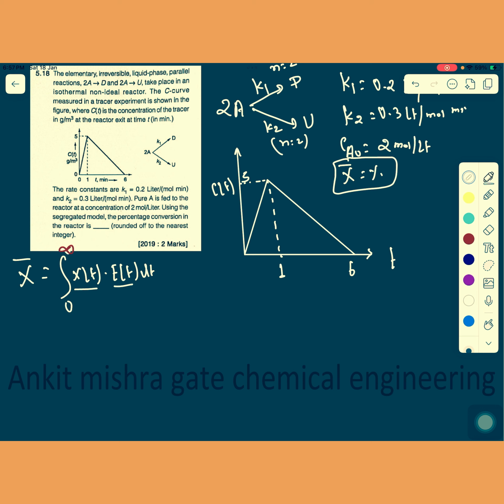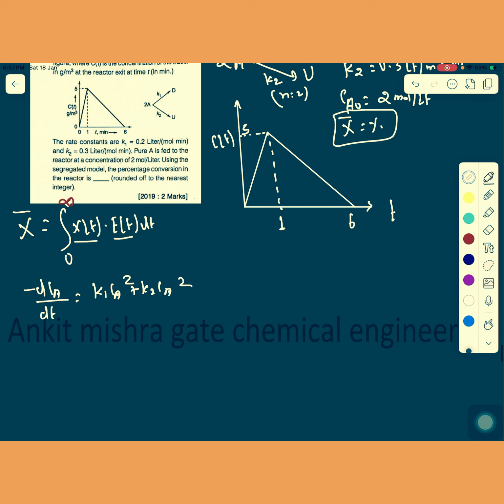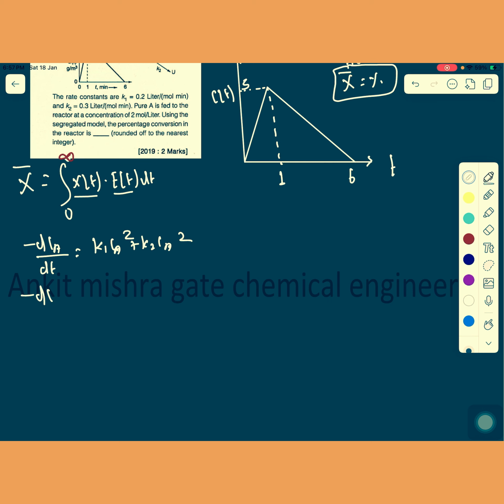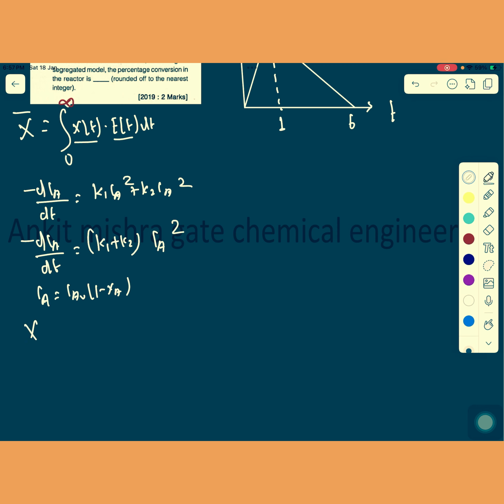Since this reaction is a second order reaction, can I write minus dCA by dt equals k1 CA square plus k2 CA square. Since this is a parallel reaction, I'm not going to solve all of these things, but you have to understand. So minus dCA by dt can be written as (k1 plus k2) CA square. Now you can substitute CA equals CA naught into (1 minus XA), and directly you can get the value of X(t). I'm directly writing X(t) equals (k1 plus k2) CA naught t divided by 1 plus (k1 plus k2) CA naught t.